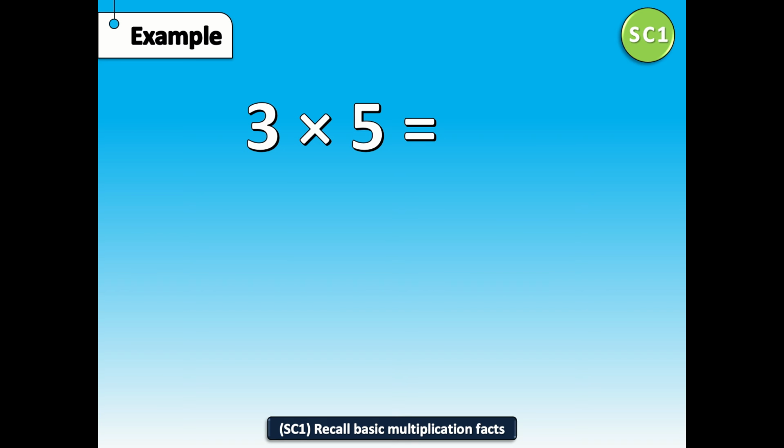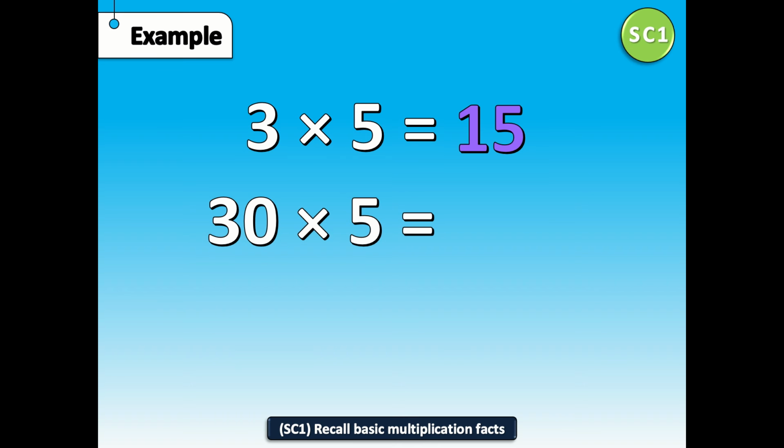Now there are certain multiplication facts that we can use to find others. For instance, if we know that 3 times 5 is 15, we can also work out 30 times 5. We can do 3 times 5, which is 15, and because the question has 1 0 in it, we can add a 0 to our answer. So 30 times 5 is 150.